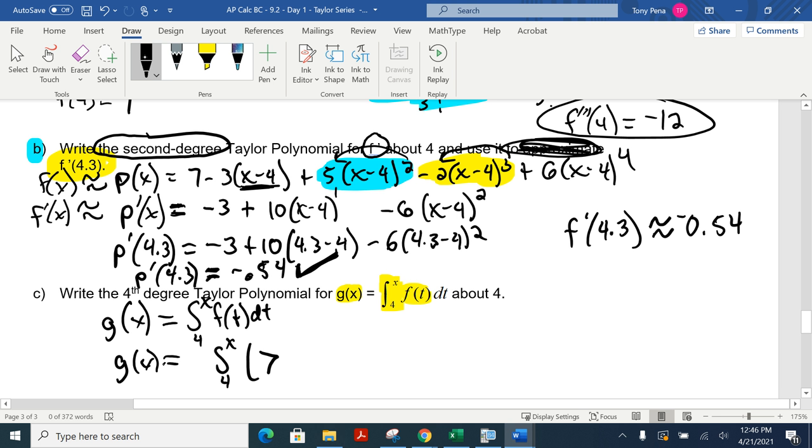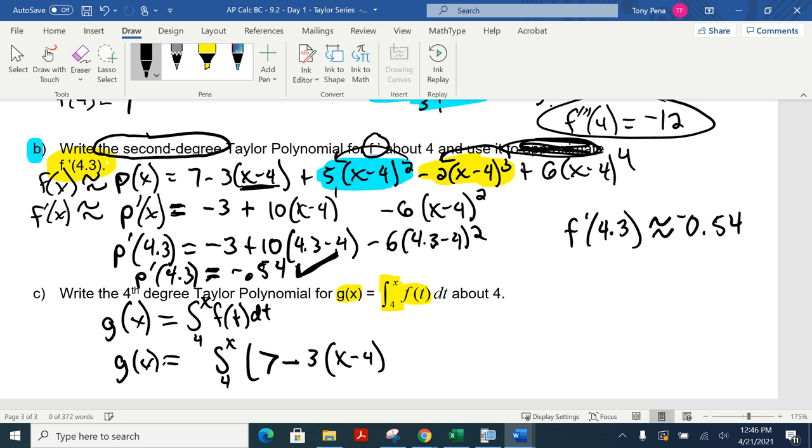So we start with 7, and then we would have minus 3. Be careful here. We don't want to put this as x minus 4, even though that's what the original problem says. We want it to be a function of t. They're telling you to change the variable we are working with to a t. So this now needs to get changed to t minus 4. And then plus 5, just continue this on, (t minus 4) squared, minus the 2, and then (t minus 4) cubed.